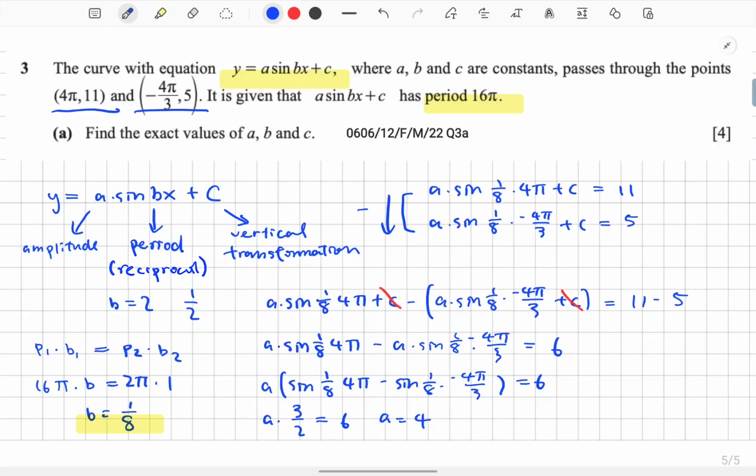Now we can plug it back into the easier to solve trig equation. I'll use the upper one. Using our calculator, 4 sine pi/2 is 4. 4 plus c is 11, so c is 7. And here the highlighted values are our answers.